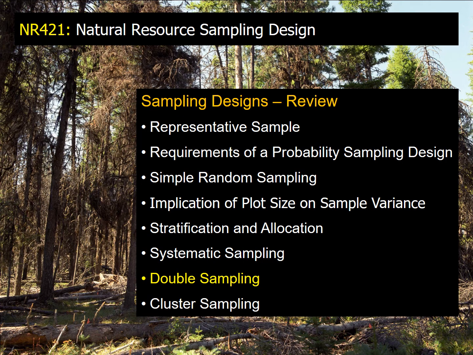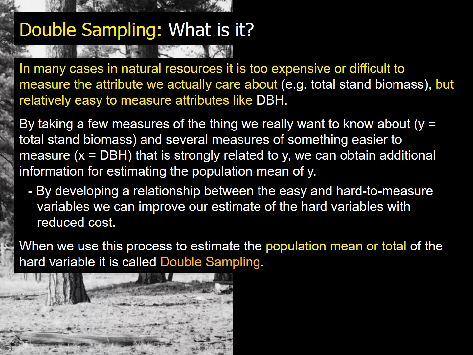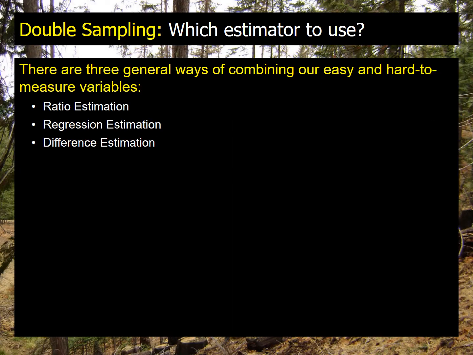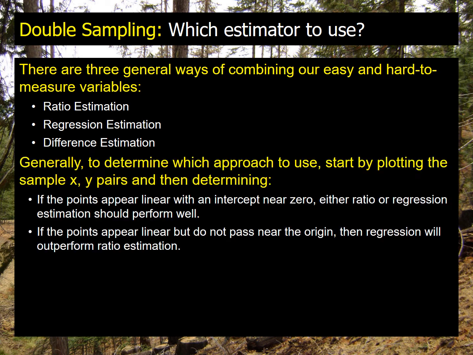Now let us look at one of our more advanced methods with double sampling. If we remember back to week 2, we talked about the difference. When it comes to double sampling, we have three approaches: ratio estimation, regression estimation, and difference estimation to work from.